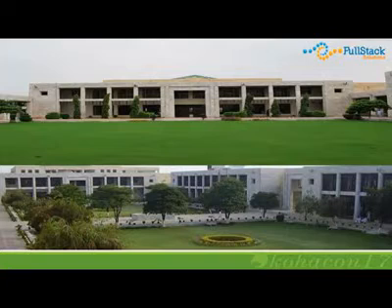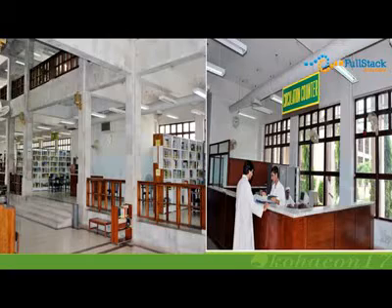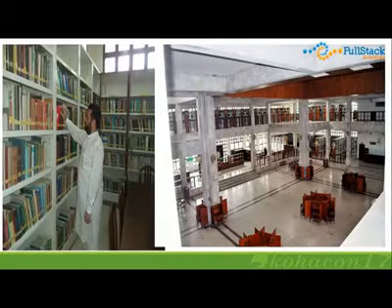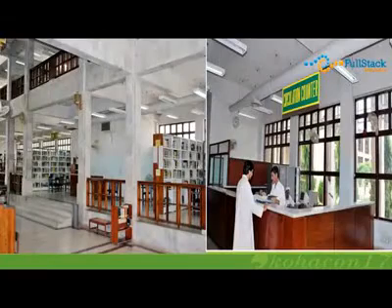These are pictorial pictures of the library. The top one is the picture of the library and the next one is the center of the library. These are the interiors of the library. Why does the Agricultural University Library need the Koha Integrated Library Management System?